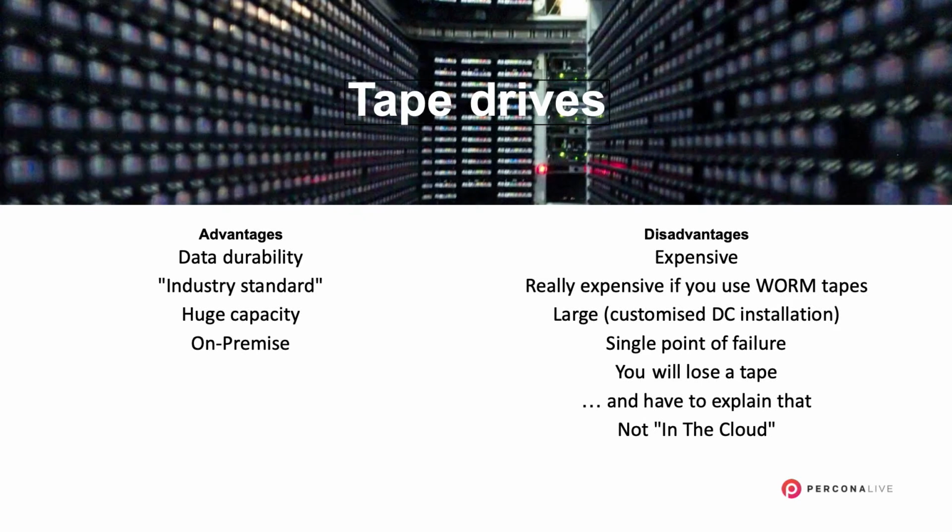So the traditional enterprise solution is to get a tape robot. This is a picture of one of the very large tape robots that Storage Tech makes. And people think, well, these things are industry standard, they have huge capacity, they're very durable, and they're even on premises, so we've got control of our data. But the downside is that they're expensive. They're really expensive if you use WORM tapes, because tapes these days are expensive items, and if you throw away the tape each time, it's even cheaper to use cloud storage. They're also large, which means you have to put them in your data center in a customized installation, with custom power, cooling, floor space, etc.